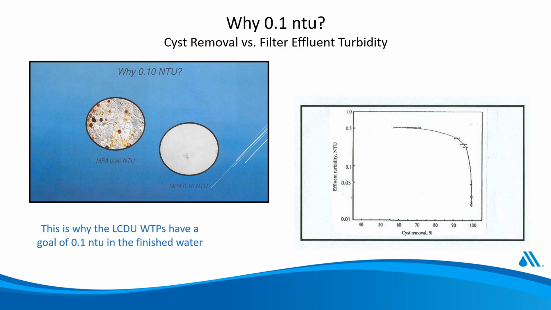Lower right-hand corner, you can see a graphical display of cyst removal as a percent versus effluent turbidity. And we can see that the lower the turbidity on the left-hand side, the greater percent removal we get of cysts, and that's something worth shooting for.